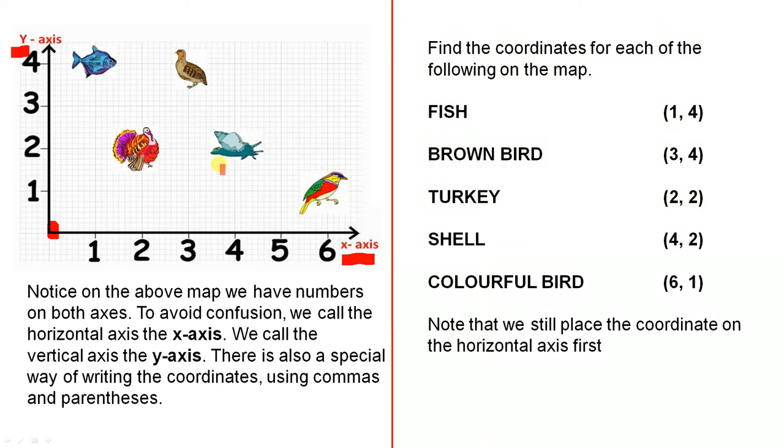The shell. There is the shell there. Start from the beginning. 4, 2. There's 4, 2. And here's the colourful bird. Start from the beginning. 6, 1. Note that we still place the coordinate on the horizontal axis first. And in this case, it's the x-axis.